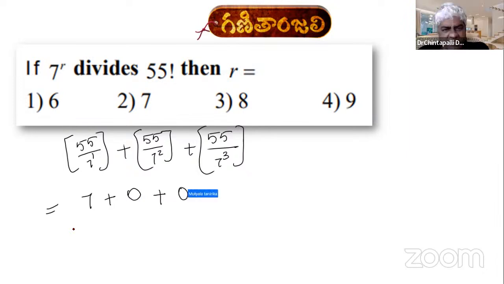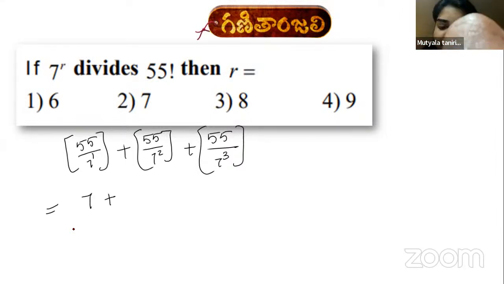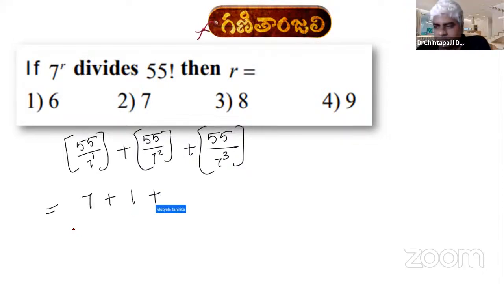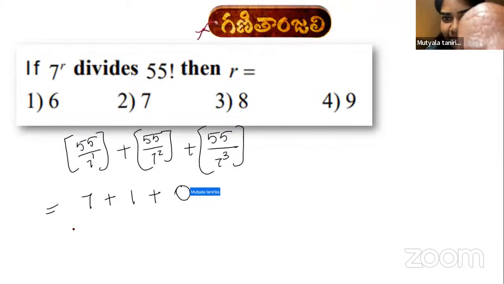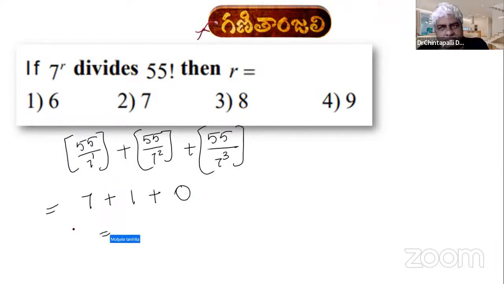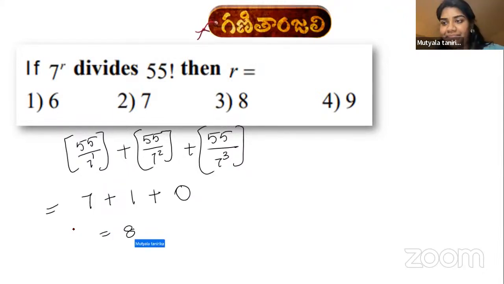Second one, it is not 3. 0. First one is 7. What about the second value? 7 square is 49. Oh, sorry. 55 by 49, it's 1, sir. Plus 55 by 343, that's 0. Then onwards, everything is 0. That equals 8. That's why the answer is option 3, 8.